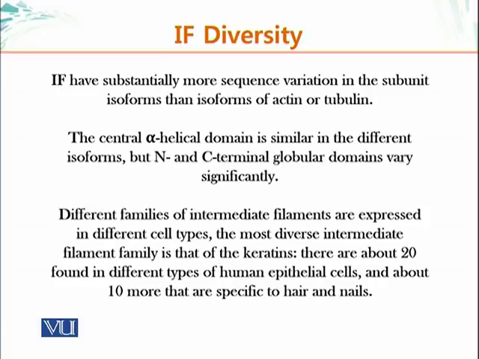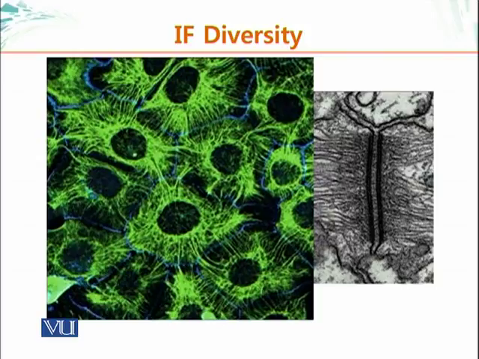There are about 20 different keratins found in different types of human epithelial cells, and about 10 more that are specific to hair and nails. A single epithelial cell can produce multiple types of keratins, and these different types of keratins can co-polymerize into a single network. Here we have two micrographs. Let me talk about the micrograph which shows these long green strands. These strands are basically keratin filaments, which is a type of intermediate filament.